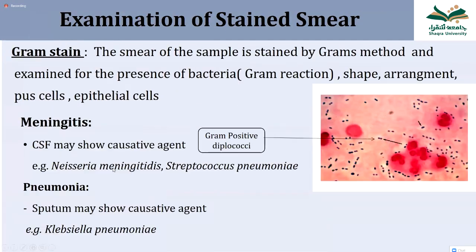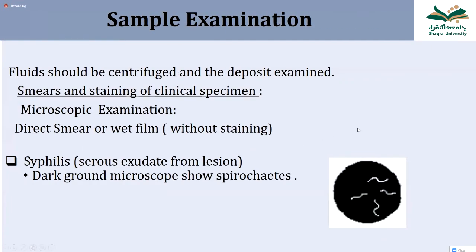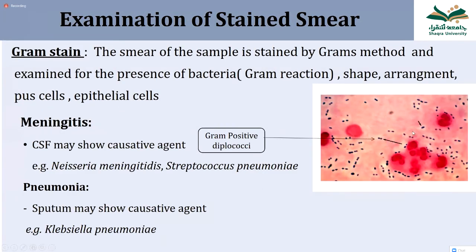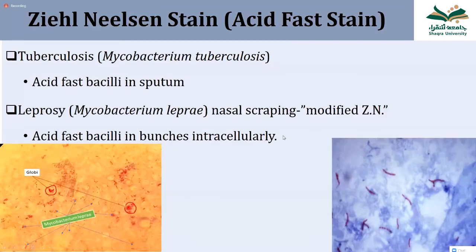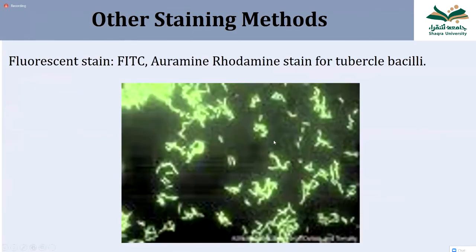So we discussed 2-3 types of the microscopic examination. One examination is the dark field microscopy, which is done for spirochetes. In this, the background is dark and no special staining is used. This is gram staining. This is acid-fast staining. And this is the fluorescent staining.